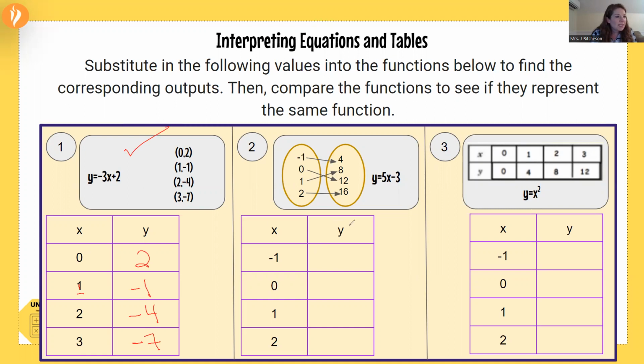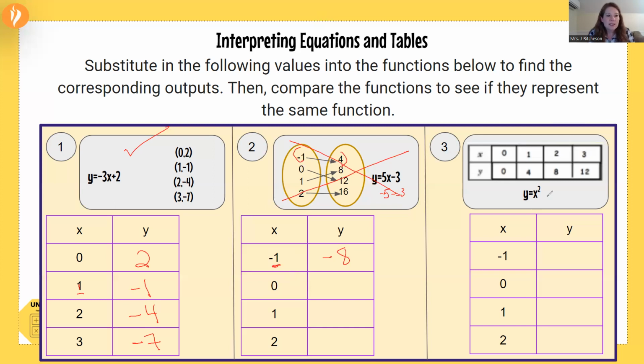All right, so let me go ahead and plug in -1 for x. I know 5 times -1 is -5, and -5 minus 3 is -8. Well, I can stop right there because this tells me that when x is -1, y is 4, which is not what I just got. Okay, so I know these are not the same just by looking at that first value for x.